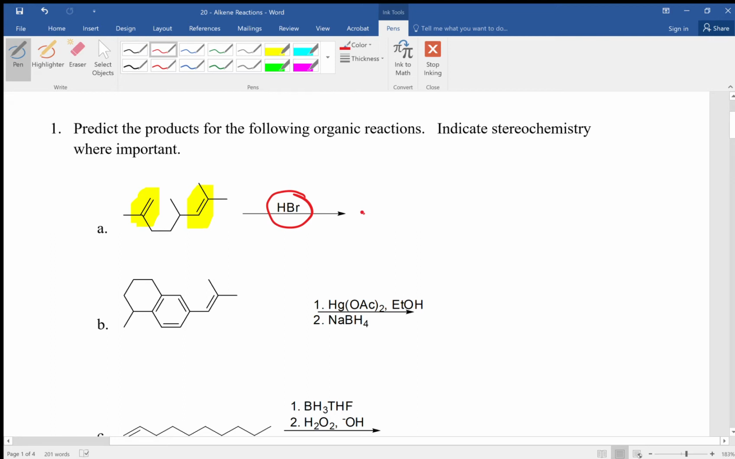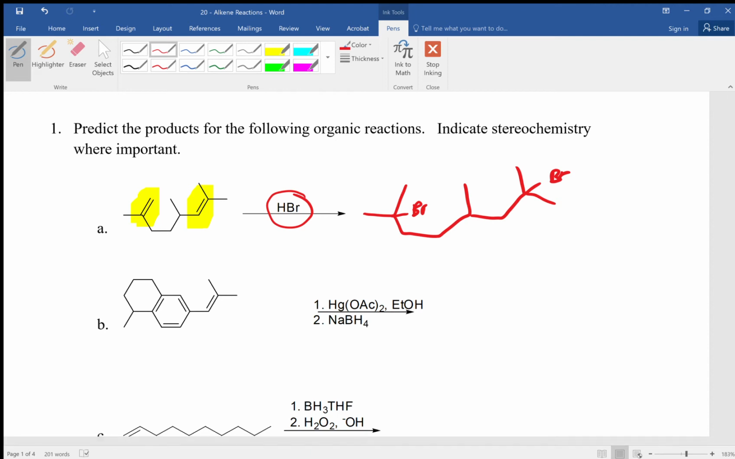And so the HBr could react with either of the alkenes. And so you could give an answer where it reacted with this one, put the bromine there, or where it put it over here, or both. Just remembering that HBr addition is a Markovnikov process, and so the bromine ends up on the more substituted carbon and the hydrogen on the less substituted.